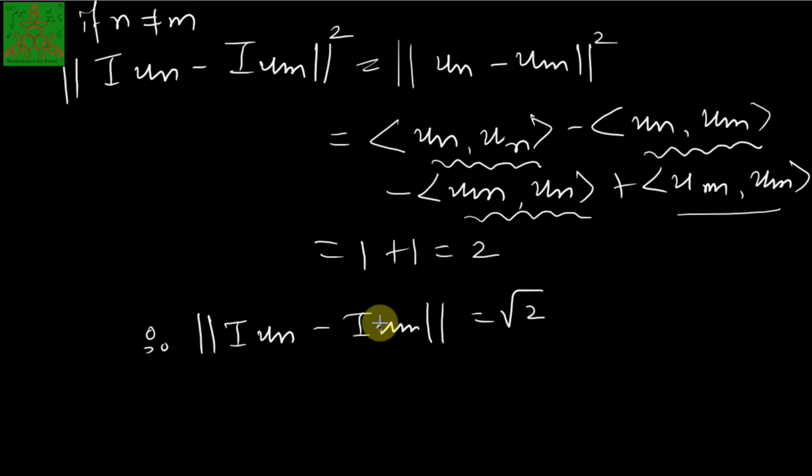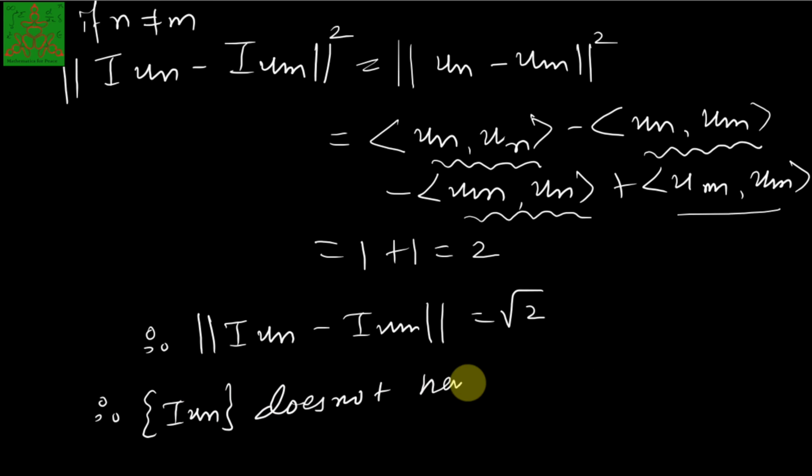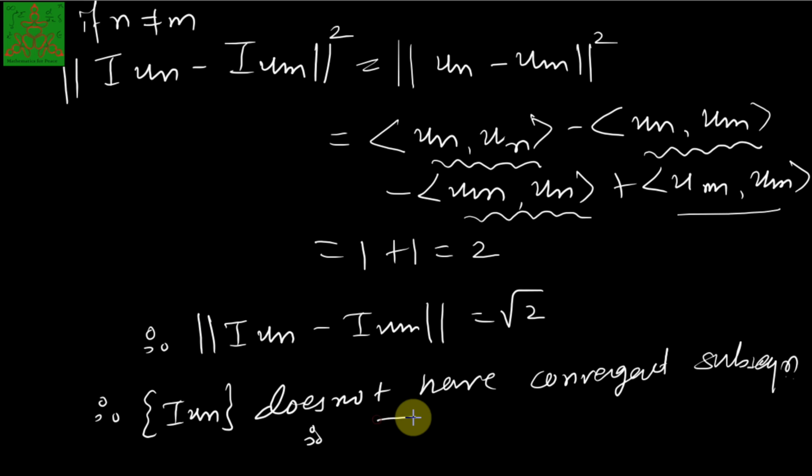That means the difference of these two points in that sequence always remains constant after some time. So I can say that I un does not have a convergent subsequence. I is a bounded linear operator, but the bounded sequence does not have a convergent subsequence. So therefore I can say that I is not compact. Hence a bounded operator does not imply that it is compact.